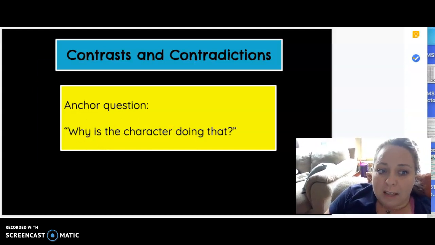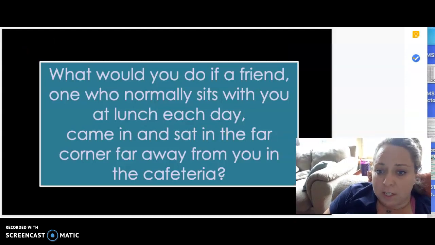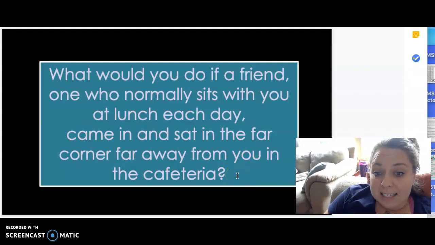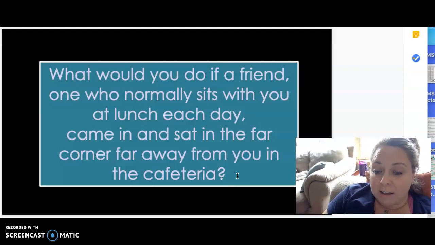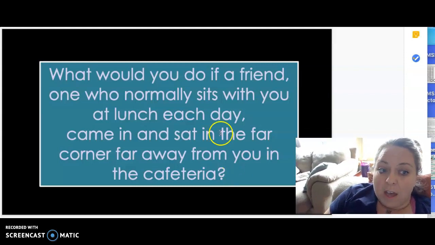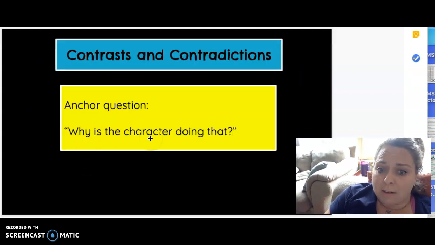So the perfect example is back to this first question. What would you do if a friend who normally sits with you at lunch each day came in and sat in the far corner, far away from you in the cafeteria? That is a contrast because it's not the typical thing your friend would do. It contrasts their typical behavior. And so when you see that happen in real life, you ask yourself, why is my friend doing that?